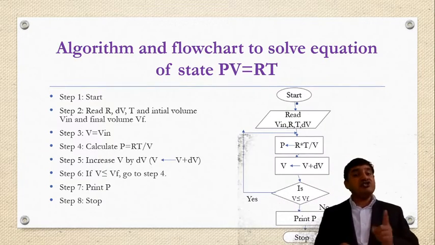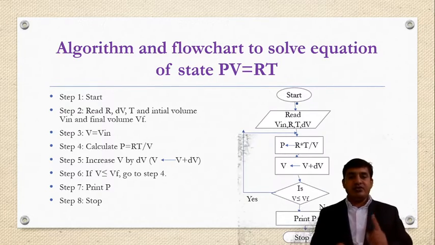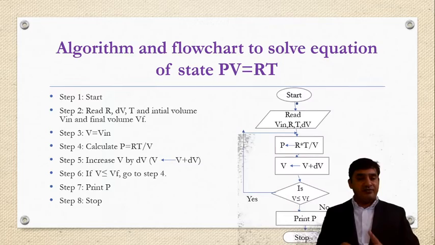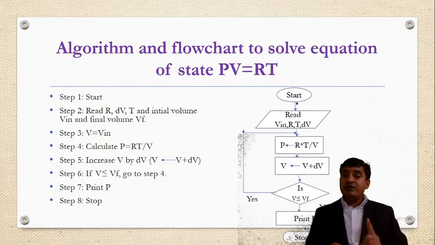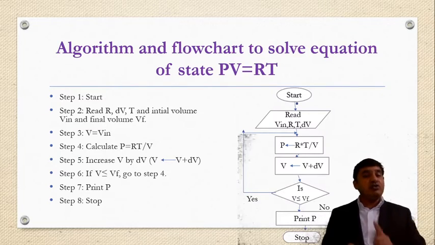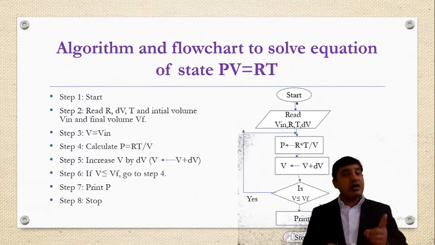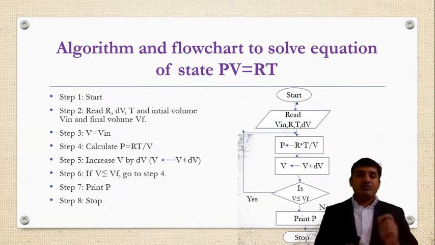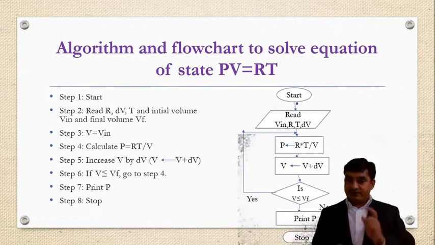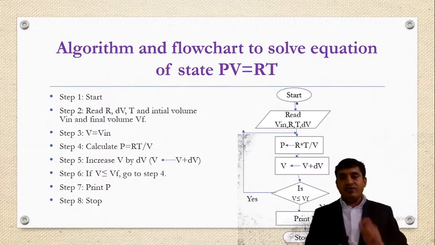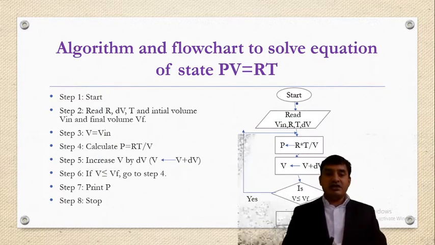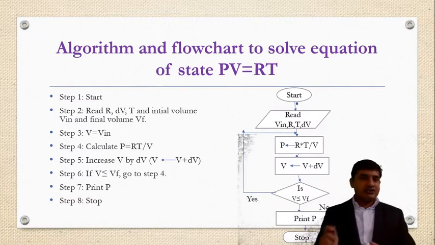Now we have to check the volume: is V less than or equal to Vf, that is final volume? If V is less than or equal to Vf, go to step 4 and again calculate pressure by using the formula P = RT divided by V. If V is greater than final volume, then print P and stop.